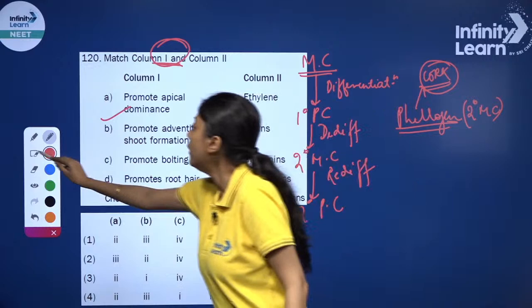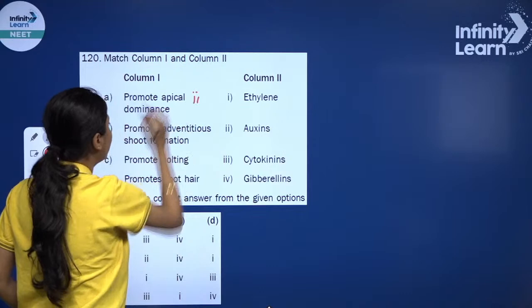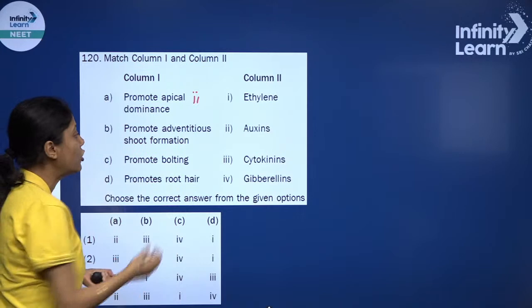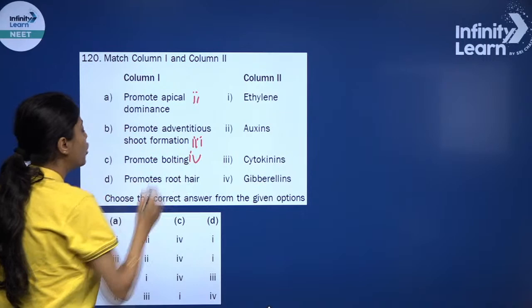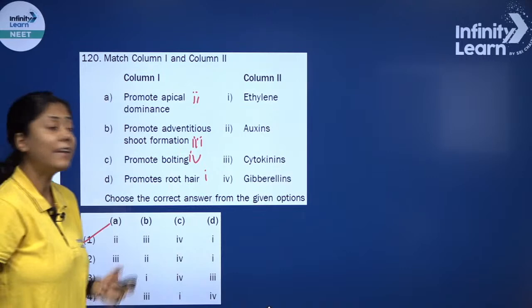Moving ahead to the next question. Again, it is a match the following. So let's see what it will be. Promotes apical dominance. Who promotes? Very simple. It is promoted by auxin. Promotes adventitious shoot formation. Who helps in adventitious shoot formation? Cytokinin. Promotes bolting. Who? Gibberellin. Promotes root hair formation. Ethylene. So the answer would be A2, B3, C4 and D1. So the first option would be the correct answer.